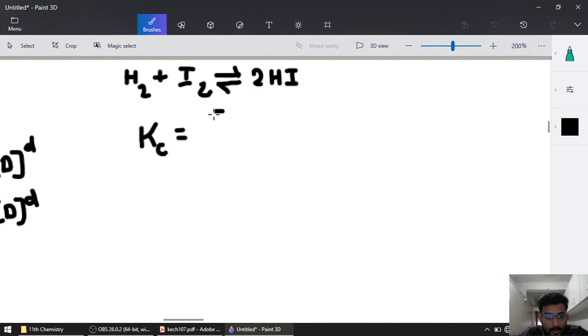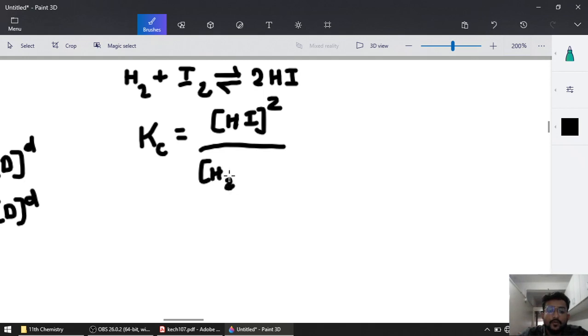Concentration of product HI, and the number of moles will be the power, so raised to 2, divided by the concentration of the reagent H2. Okay, so this will be the formula for the reaction, but we have to prove this formula.